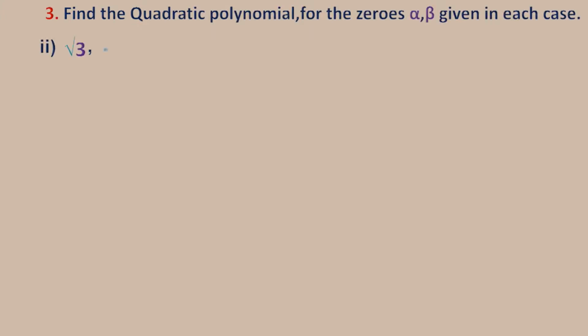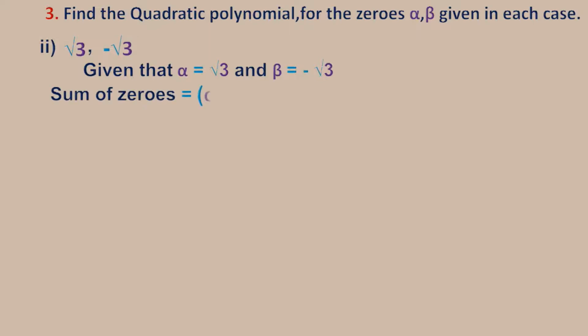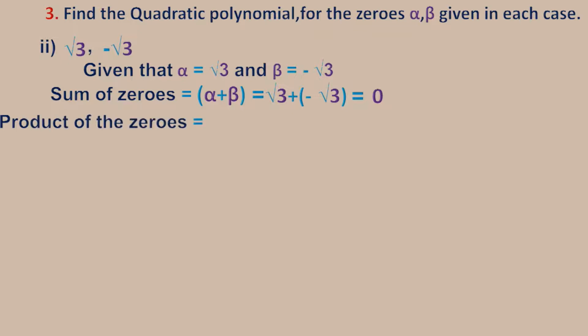So the second one is given as root 3 and minus root 3. Let us assume the first zero as alpha and the second zero as beta. Now let us find the sum of the zeros, that is alpha plus beta equals root 3 plus minus root 3. By simplifying this we get alpha plus beta equals 0, and the product of the zeros, that is alpha into beta, equals root 3 into minus root 3, which equals minus root 9, which equals minus 3.